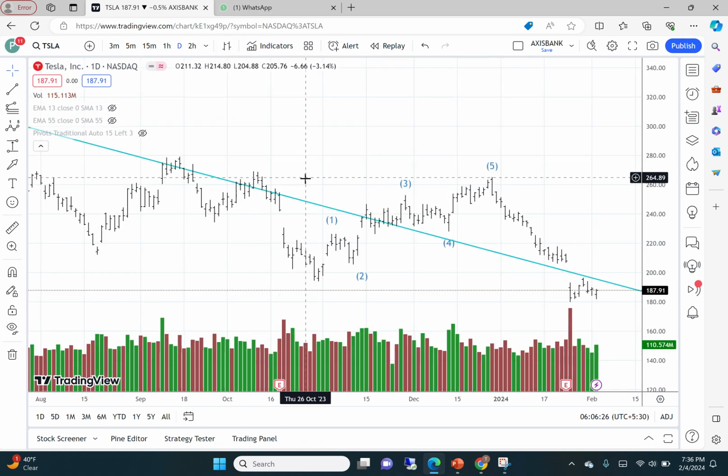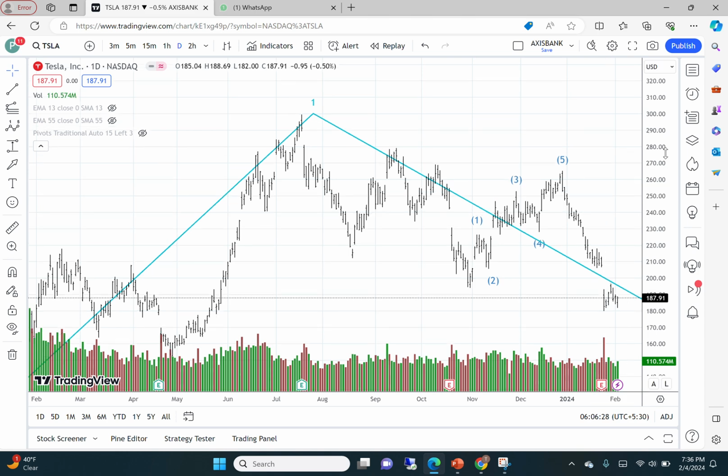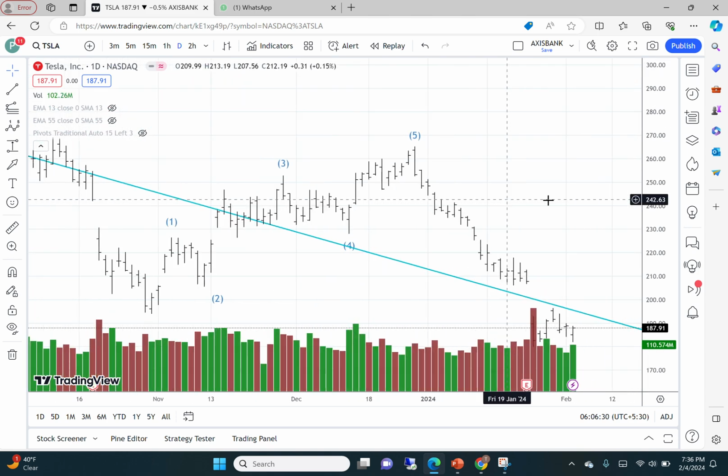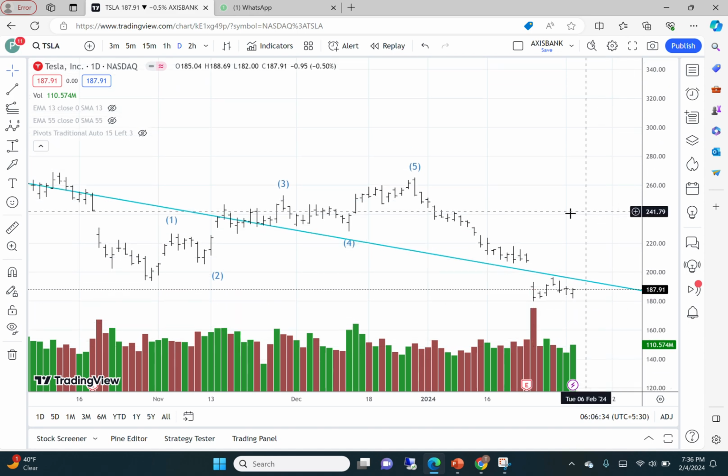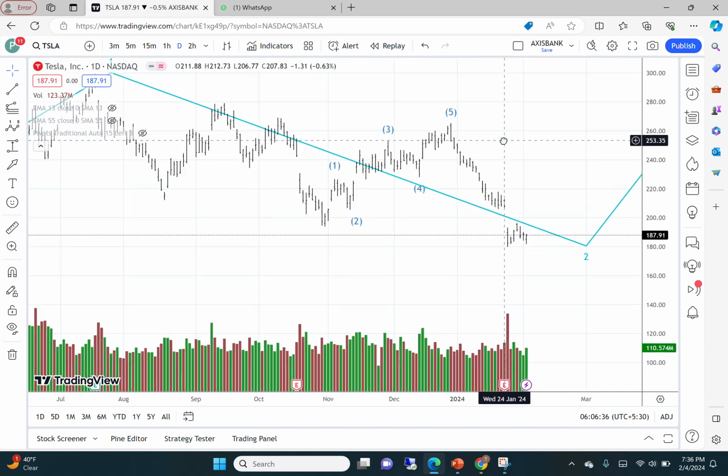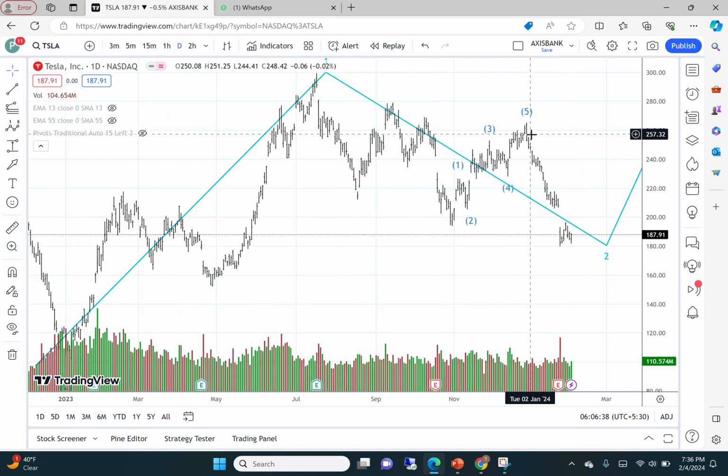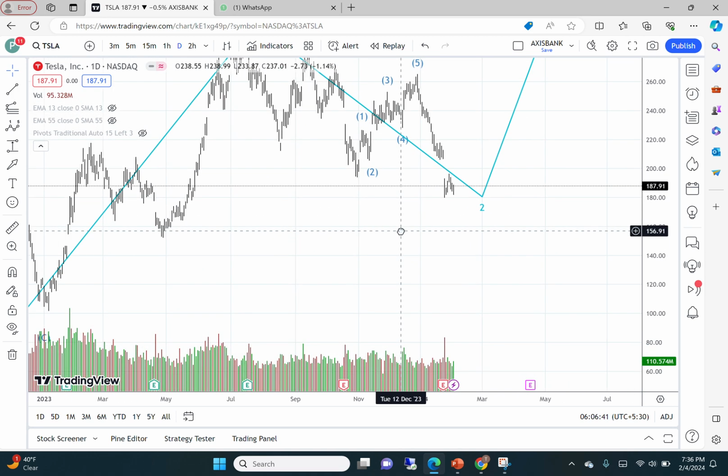I mean, their earnings were good. Their guidance for 24 was on the weaker side, so they were punished, and there are some recalls happening, but that's not a big deal. They can easily fix it. It's a software issue that they are looking at.